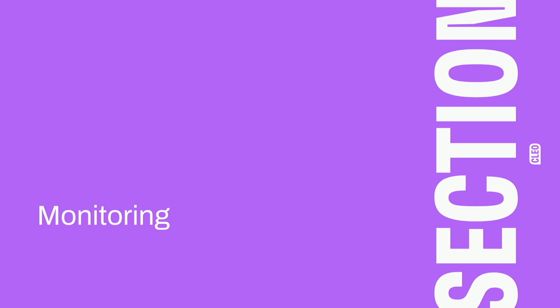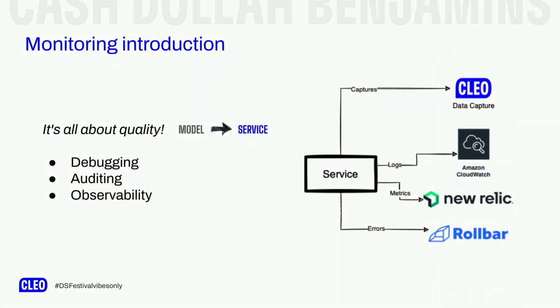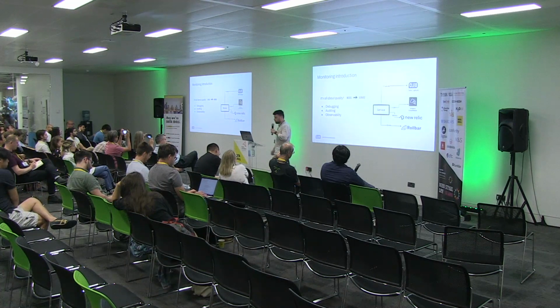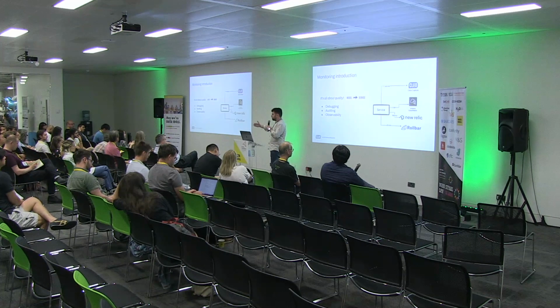Into the last section, monitoring. Okay, so monitoring for us, it's all about quality. Again, we want to have a service. We don't want to have a model. We want to have something that is reliable. It is in production. We are able to ensure the quality of what we are doing. We can debug it. We can audit.